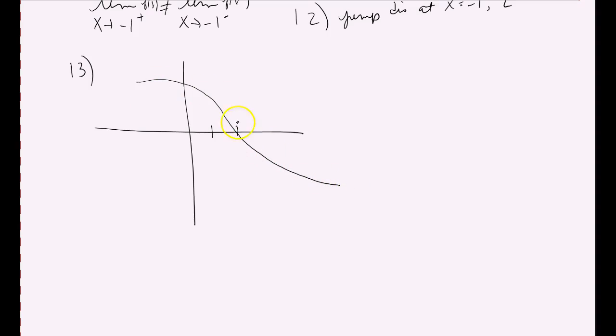We're approaching a number from the left and the right, but it says it can't be continuous there. Well, the only way to make that happen is to make that a hole there. Because if there's a hole, the function doesn't exist there, but we're still approaching from left and right. So I would have done something like that.